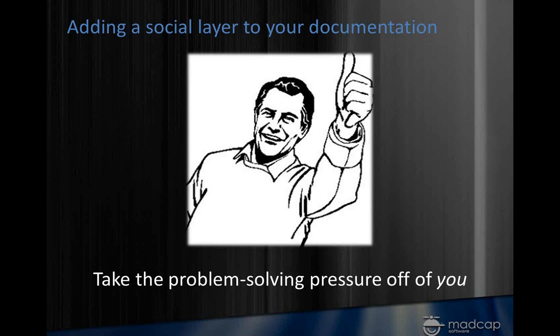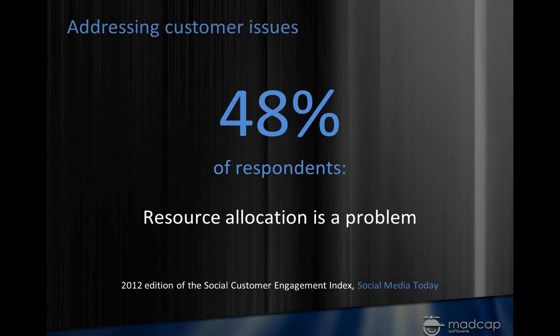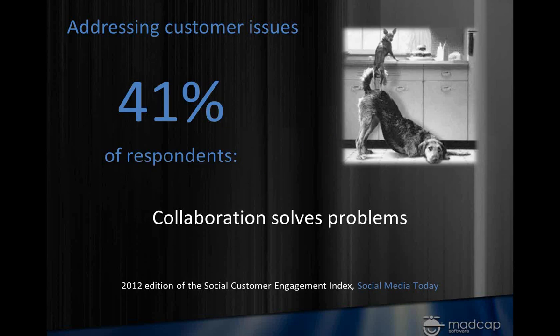Now, according to Social Media Today, the #1 challenge for addressing customer issues, according to 48% of respondents in the Social Customer Engagement Index, is resource allocation. Writers and people within companies that do the problem solving for customers don't have enough time or enough people to cover all the bases. But the good news is collaboration solves problems. Social content helps your readers get better answers more quickly. 41% of respondents in the same survey said that collaboration resolves the insufficient resource problem when it comes to finding the right answer to questions.